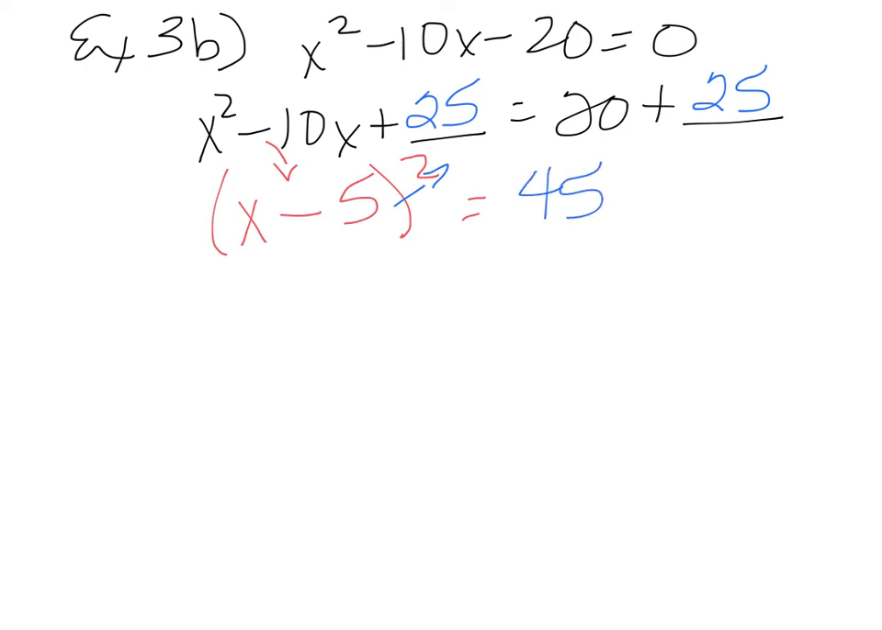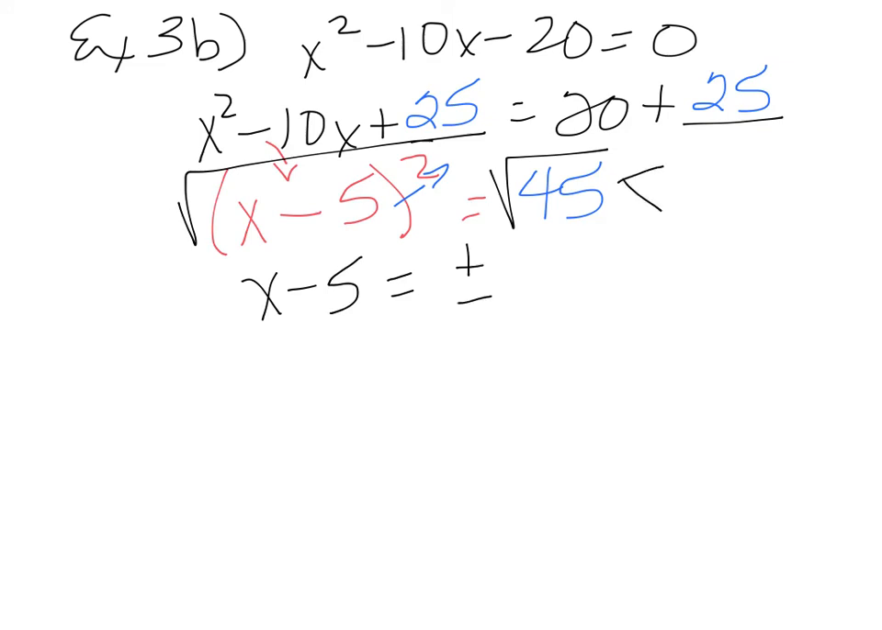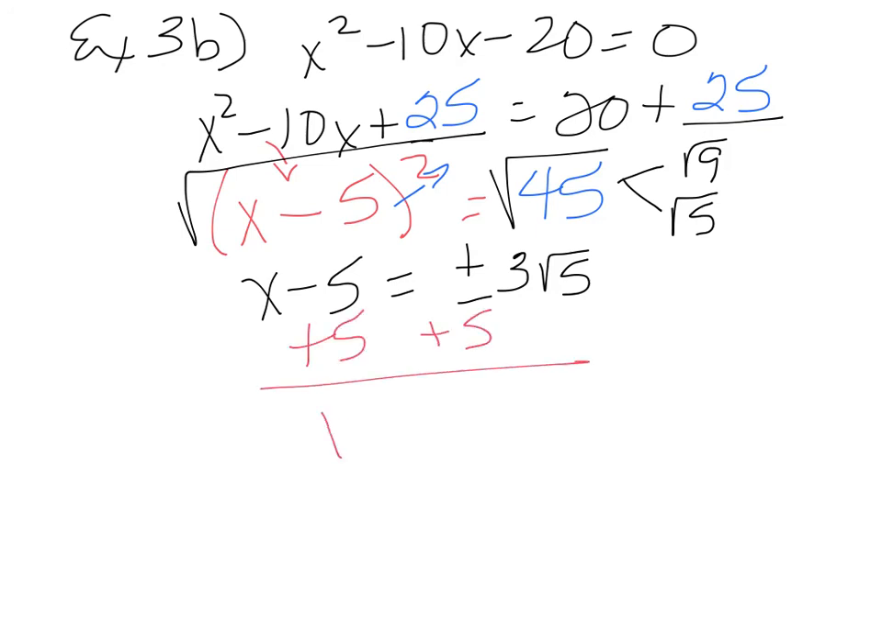Cool. Now, square root both sides. Anytime you physically make the square root symbol, you need to write plus or minus. And notice, 45 is broken down to be 9 and 5. So this is 3 root 5. Cool. Now x is not by itself, so let's make that happen. I'm going to add 5 to both sides. Where's that 5 go? In front of the plus or minus. So 5 plus or minus 3 root 5.